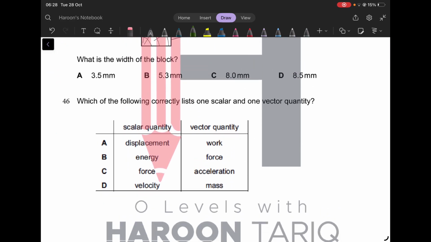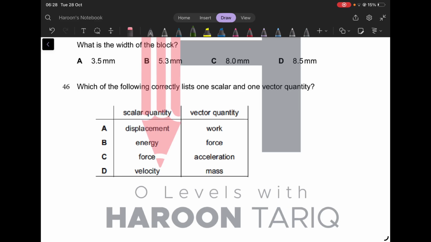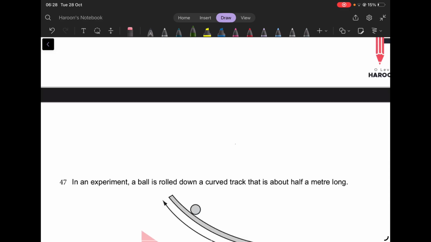Which of the following correctly lists one scalar and one vector? The displacement is a vector quantity, so A is already out. Energy, this is a scalar quantity, yes, and force, vector quantity, yes. B is the answer. For C, you can see force has been written, which is actually a vector quantity. C is out, and velocity is also a vector quantity. It is written in the column of scalar, so this is out as well.